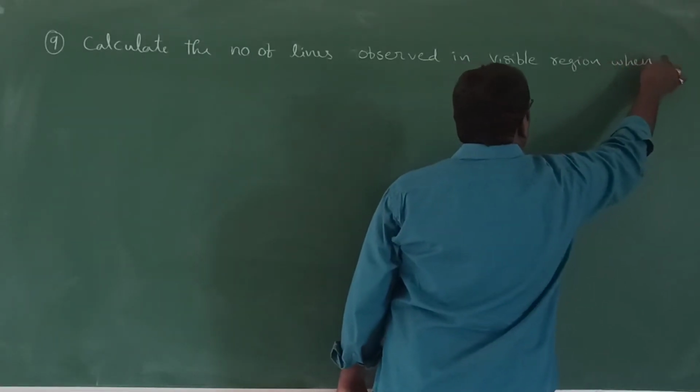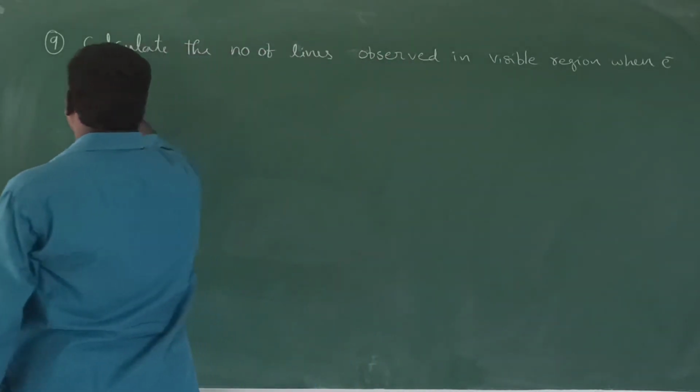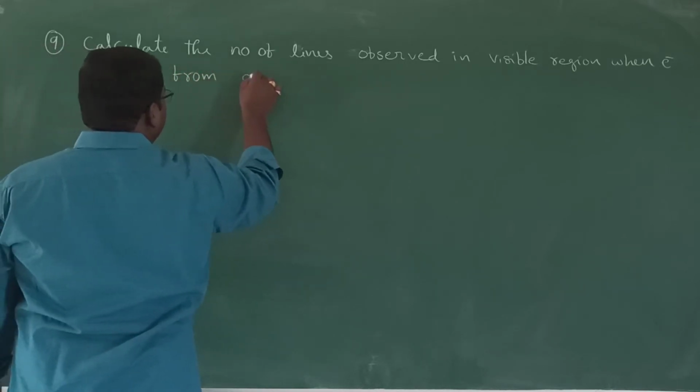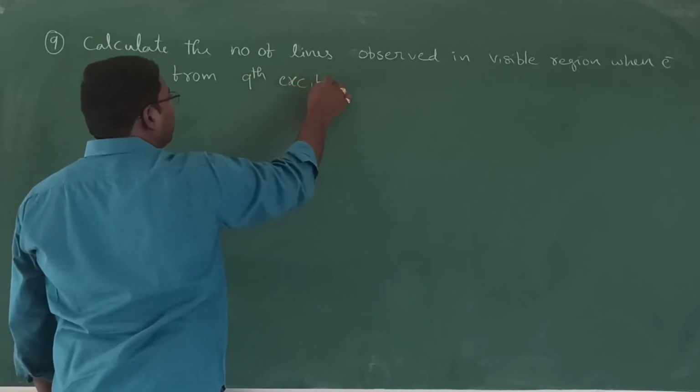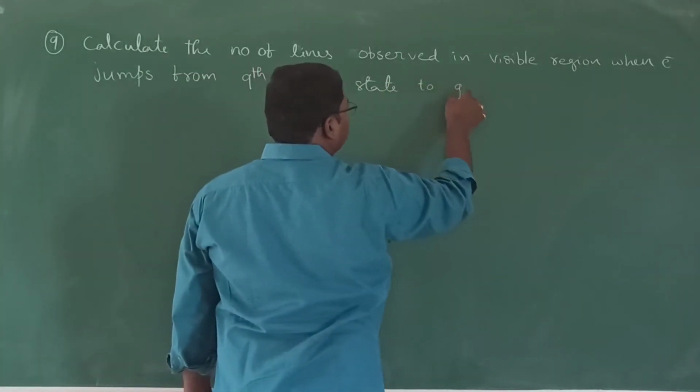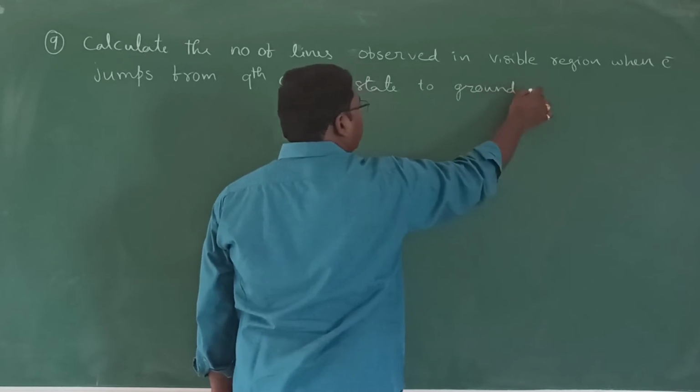Calculate the number of spectral lines observed in visible region when an electron jumps from ninth excited state to its ground state.